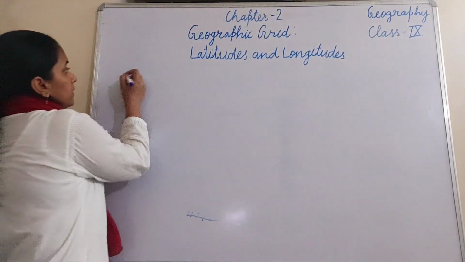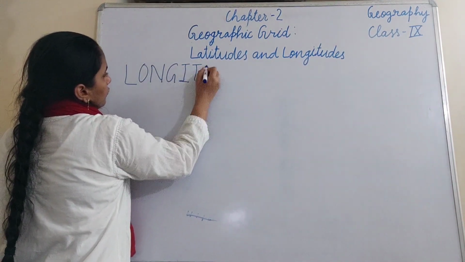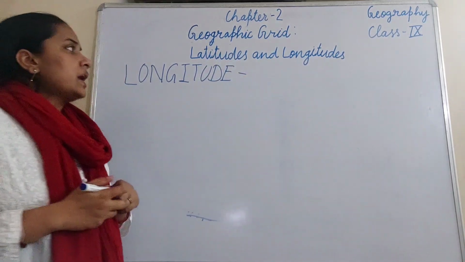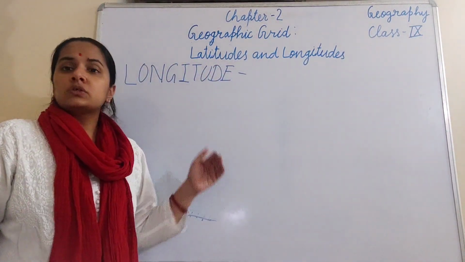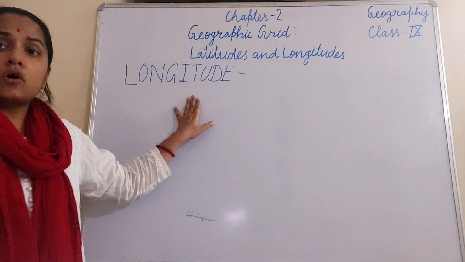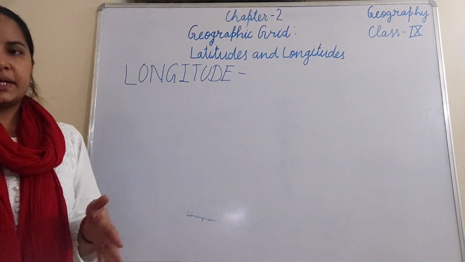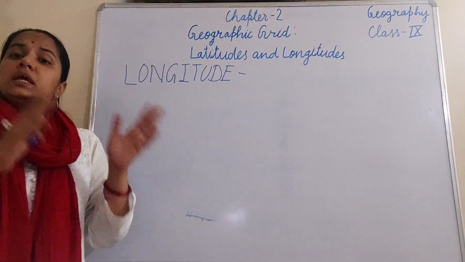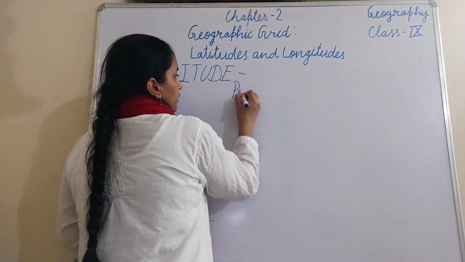Today we will start with the discussion of longitude. What are the longitudes? We have already discussed that the lines which converge from the North Pole towards the South Pole and which move from north to south are known as the lines of longitude. And these lines give the angular distance of a place east or west of the prime meridian. Now what is the prime meridian?